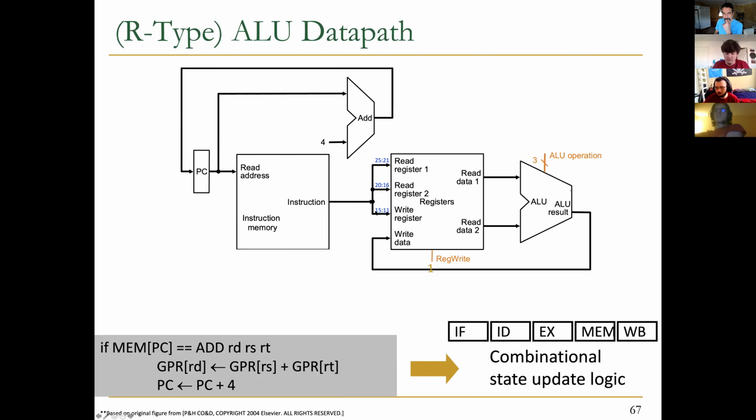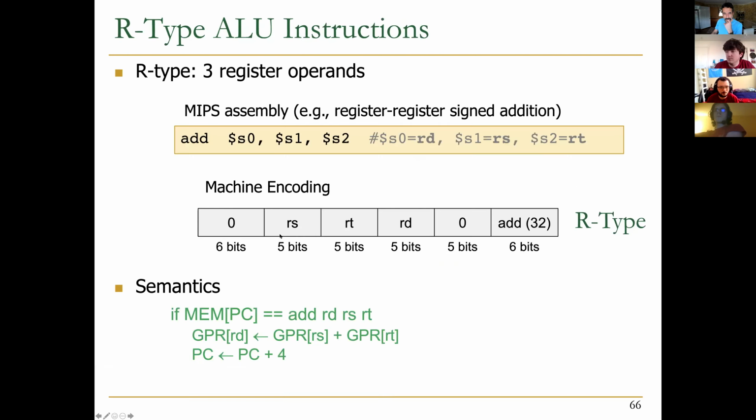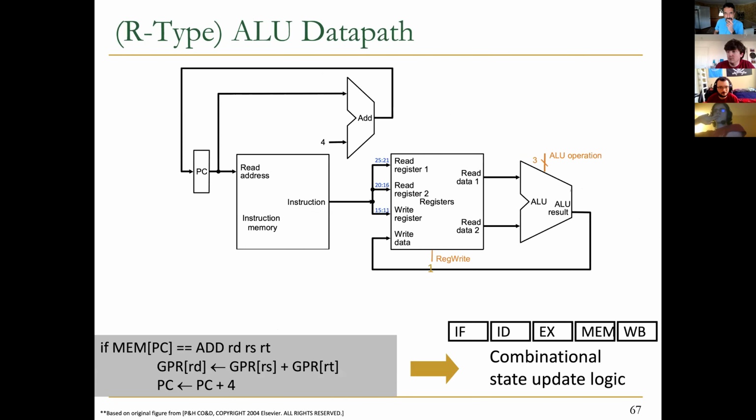And the destination register is located from bit number 11 to 15, here, right? And hopefully you remember MIPS is big endian. So you know how to find these specific registers, right?